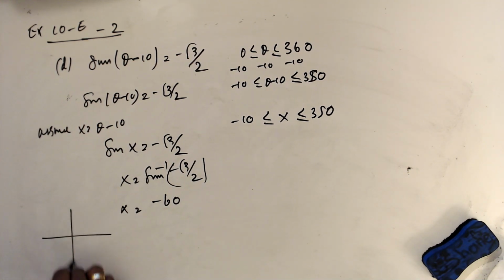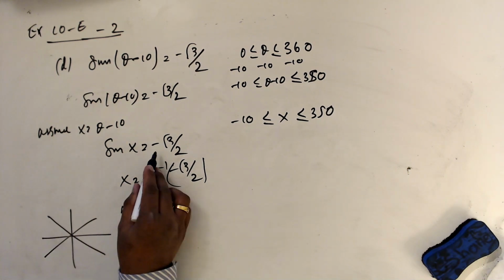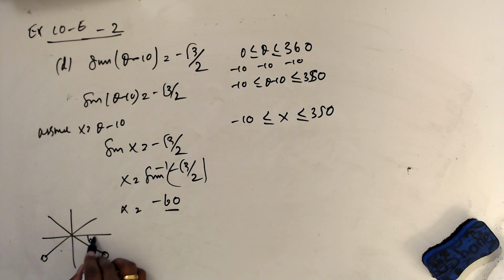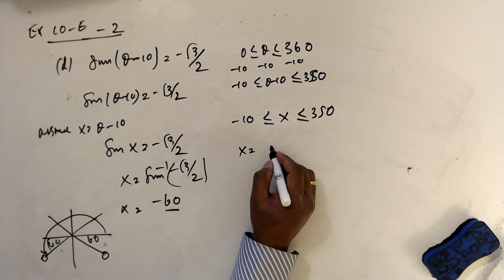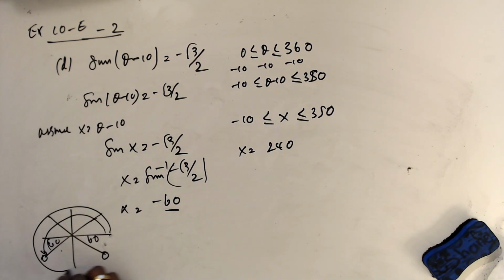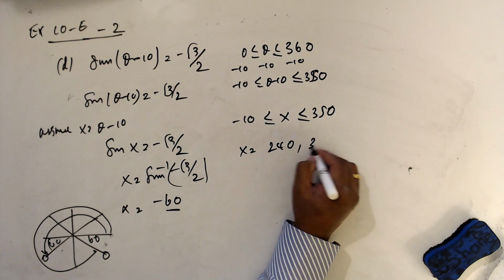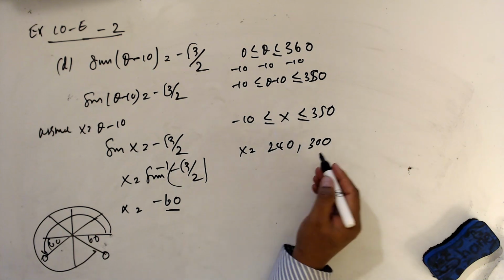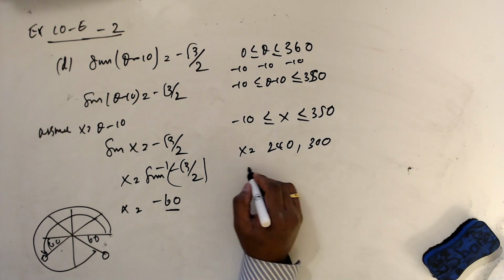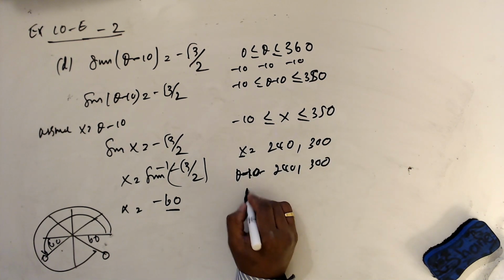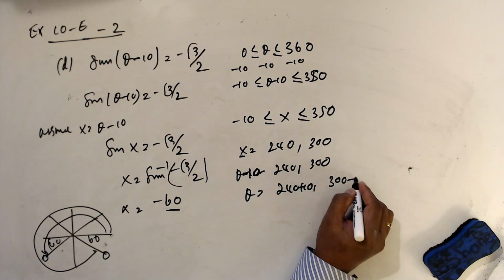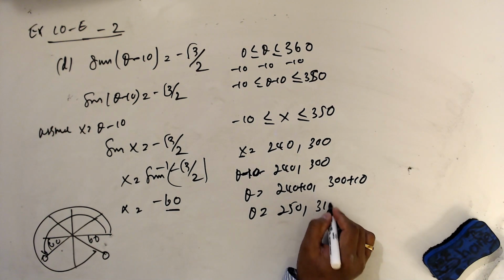The acute angle is 60, and sine is negative on third and fourth. If I go backward, this is minus 60, it is out, so we don't need to worry about the left side. The first one is x equals 180 plus 60, 240. Then 360 minus 60, this angle 300. Then that's all. If I add, it's going more above the range. So I'll replace x with theta minus 10 equals 240, 300. Then theta equals 240 plus 10 and 300 plus 10. So theta equals 250 and 310.